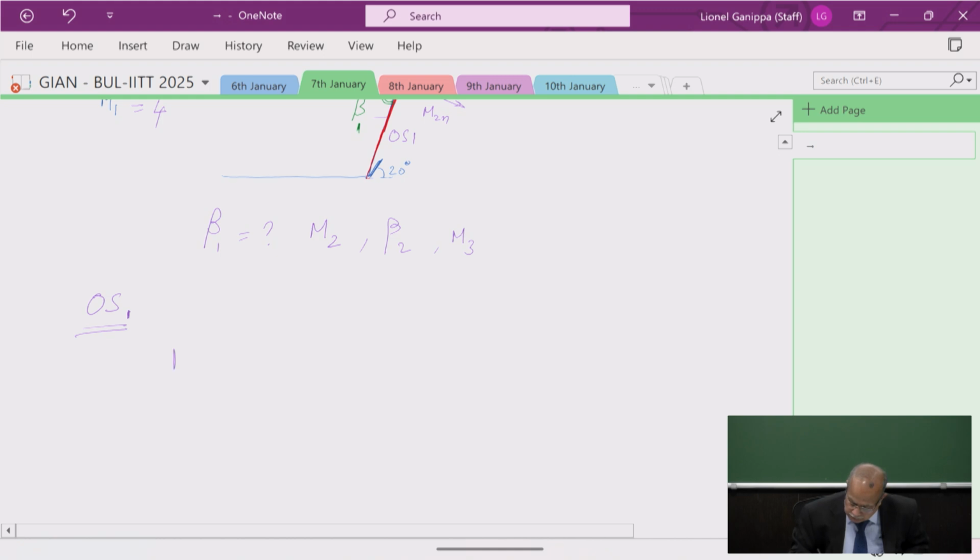Oblique shock wave 1, M1 is given as 4. Flow turning angle theta is given as 20. What is the corresponding oblique shock wave angle, beta 1? That's what we're asked to find out.